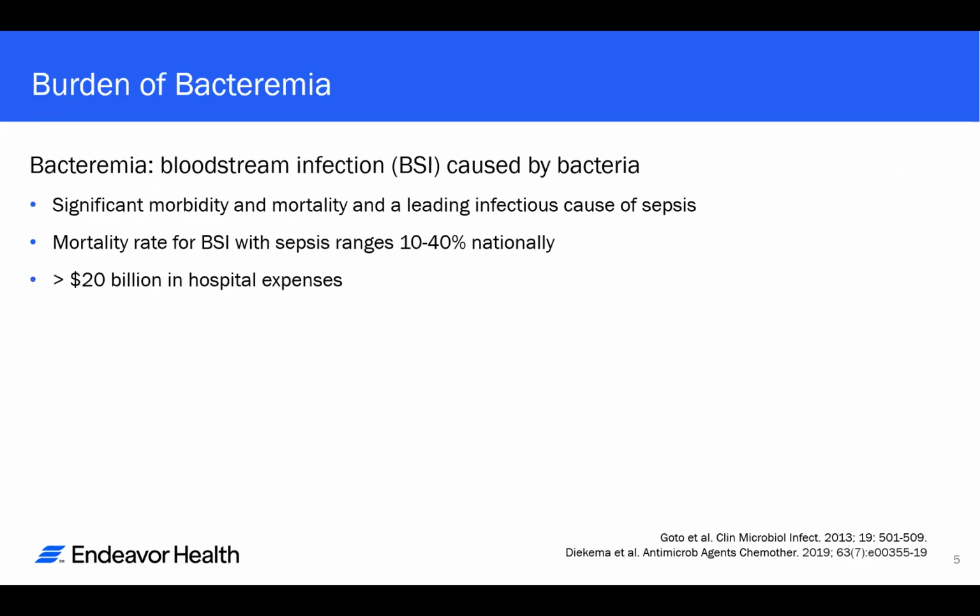So bloodstream infections are very big causes of significant morbidity and mortality in our patients. Mortality rate for bloodstream infections in sepsis range anywhere from 10 to 40% nationally, and we see over 20 billion in healthcare costs related to this.